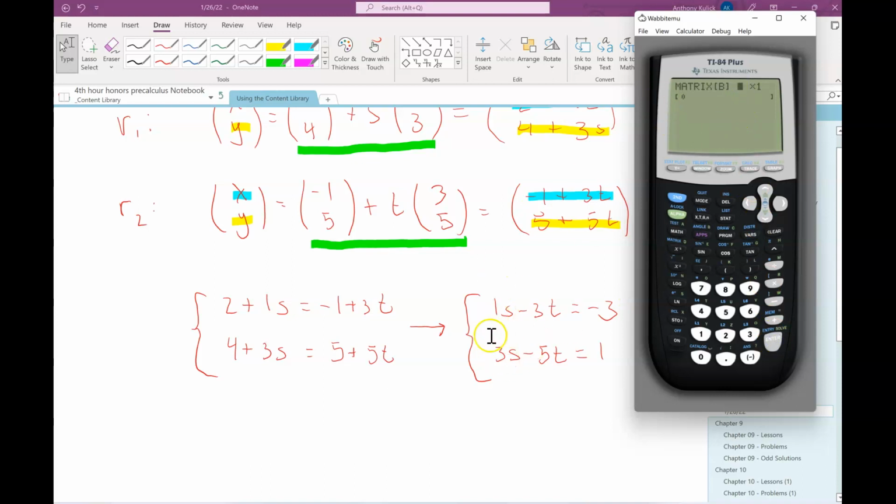The matrix that I'm going to be building needs to have one row for each equation, so that's 2 rows. And that needs one column for the s's, one column for the t's, and one column for the answers. So that would be 3 columns. So I need to build a 2x3 matrix. And the matrix that I build here is just going to have entries that are the same as the coefficients. So 1, -3, -3 is my first row, and then 3, -5, and then +1 is my second row.